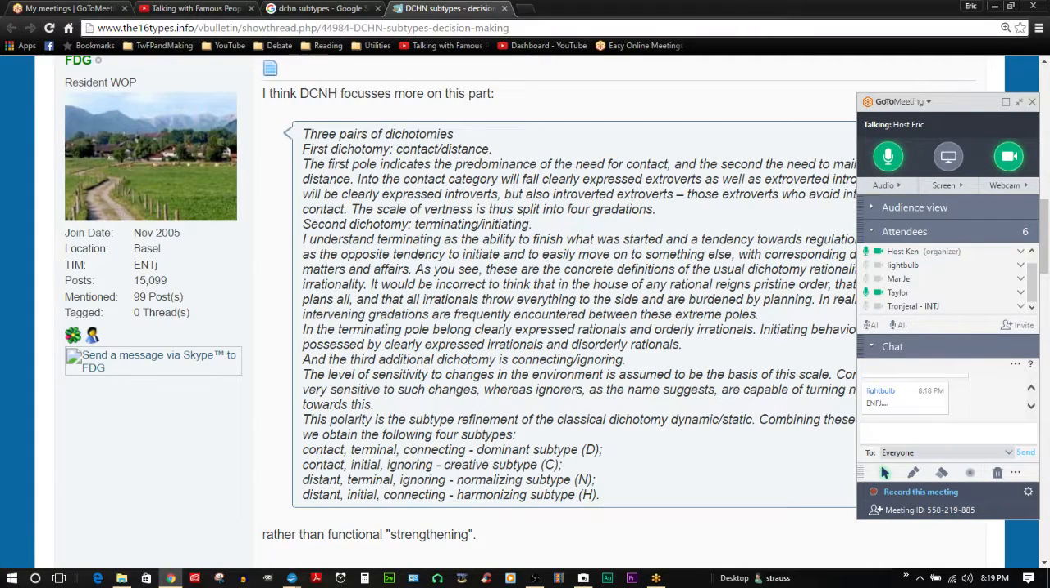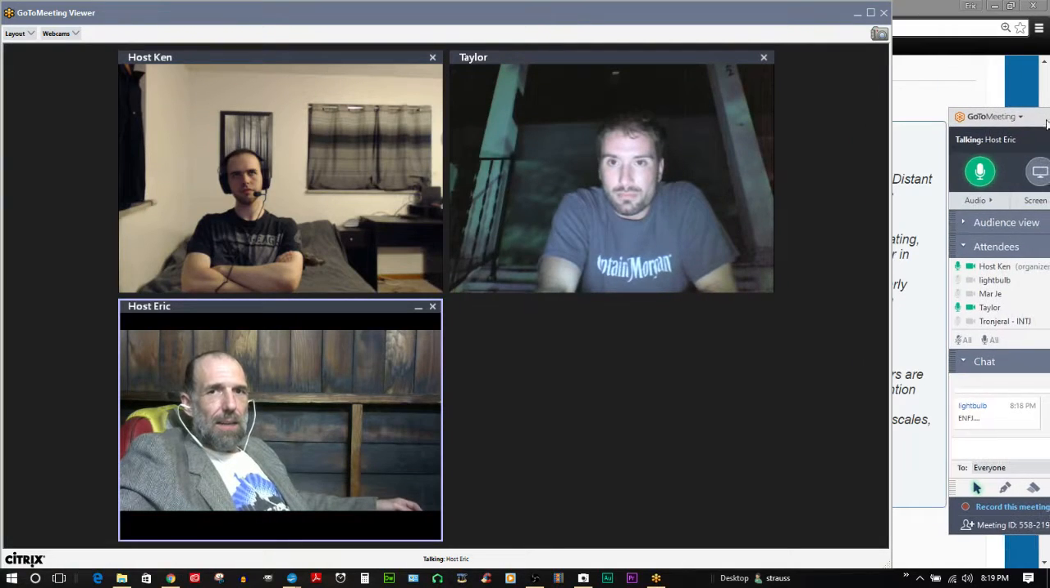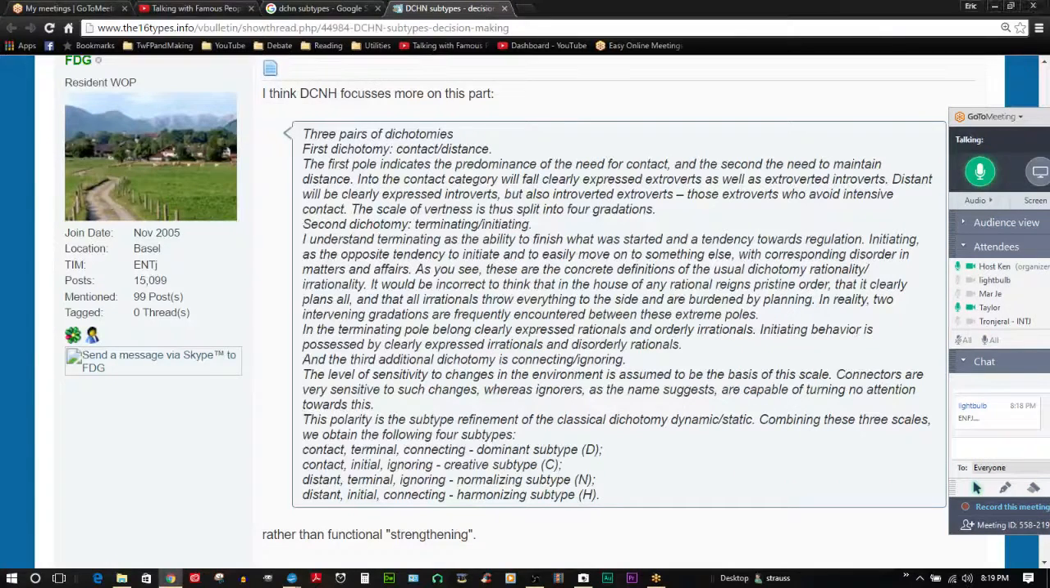First dichotomy, contact distance. The first pole indicates the predominance of the need for contact, and the second, the need to maintain distance. Into the contact category will fall expressed extroverts as well as extroverted introverts. Distant will be clearly expressed introverts, but also introverted extroverts, those extroverts who avoid intensive contact. The scale of extraversion is thus split in four gradations.